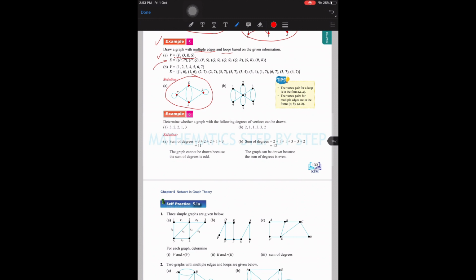Then now, let's refer to the set of edges. P back to P, so meaning this is a loop. Okay, there's a loop here. Then PQ, PS, so meaning there's a line connecting point P and Q. There's a line connecting point P and S. Okay, then QS, QS. This means that there's a multiple edge here. Okay, so QS, QS, QR, SR. So QR here, SR here, R back to R. This is a loop. Okay, so now let's proceed with B.